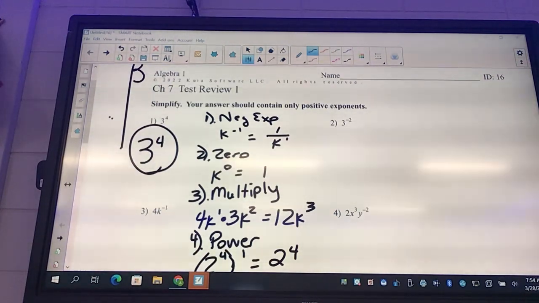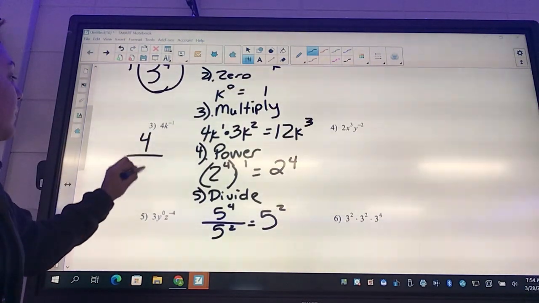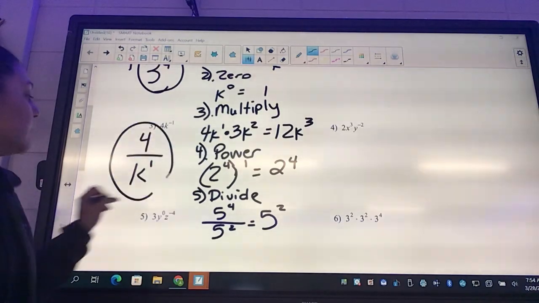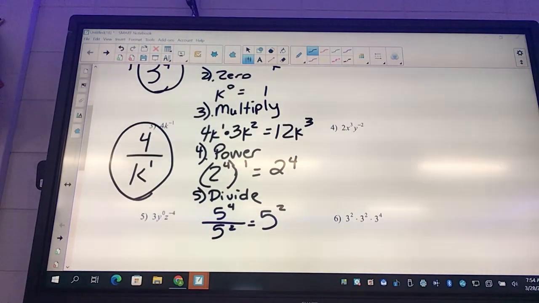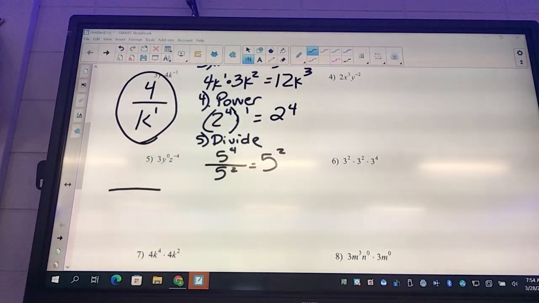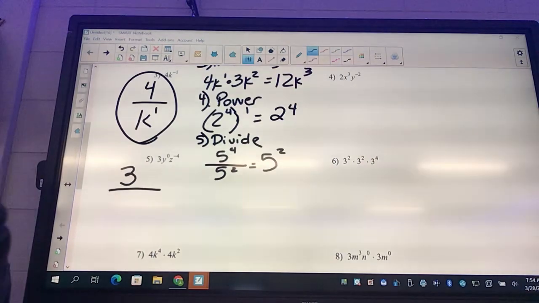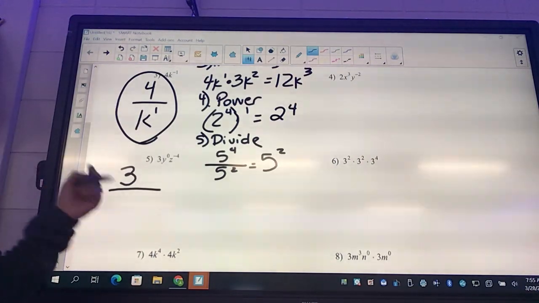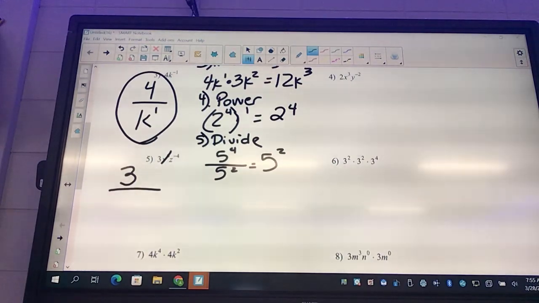K to the negative 1. Where does the 4 go? Top, k to the 1. Bottom, and you make it a positive. This one we also have some negatives, so we're going to draw our line. Where does the 3 go? Top, y to the 0. It cancels or becomes a 1, so we're going to cross it off. Z to the negative 4.